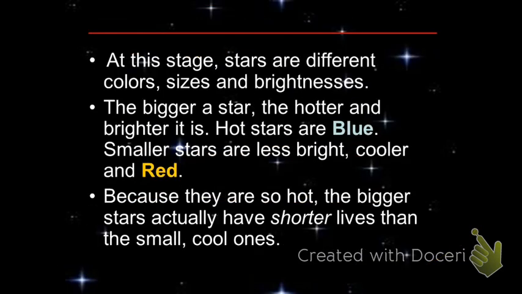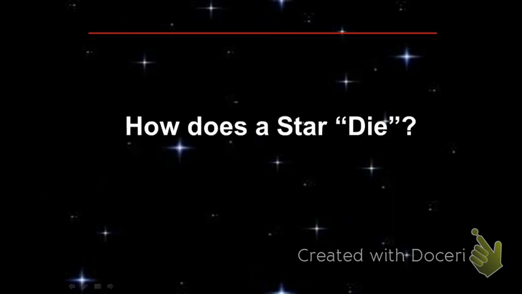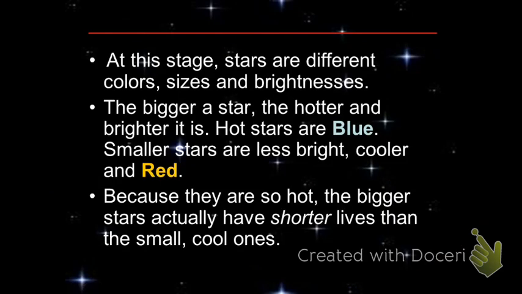Now, you can get different colours. Blue stars are hot. Smaller stars are less bright, cooler, and red. What's ours? Yellow. Ours is the yellow star, and we actually call it a red star. Why is red red and yellow yellow? It's like a Bunsen burner flame. What colour's the most intense? What's the hottest colour? Blue. The hotter they are, the bigger they are, the quicker they're going to collapse and burn up.